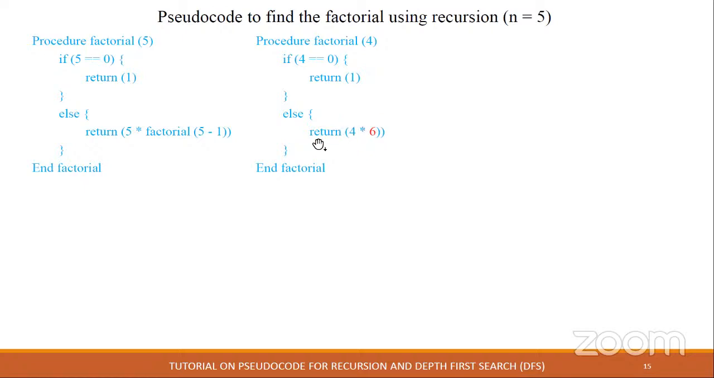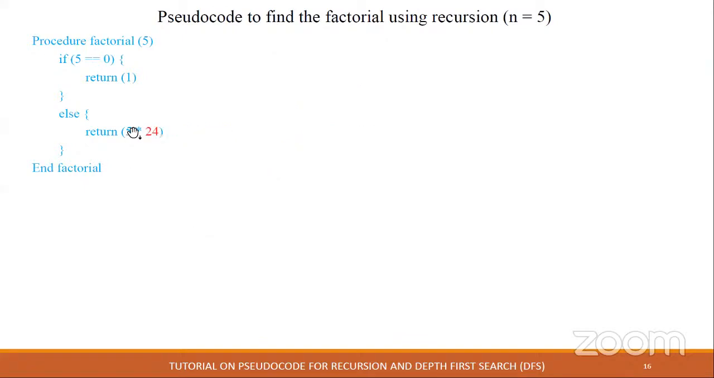That will be computed, and that result will go back where? The place where factorial of 4 was initiated, which is over here. Factorial of 5 minus 1. Now it became 24. 5 into 24. Now this is the place where we compute that final answer, which is 120.